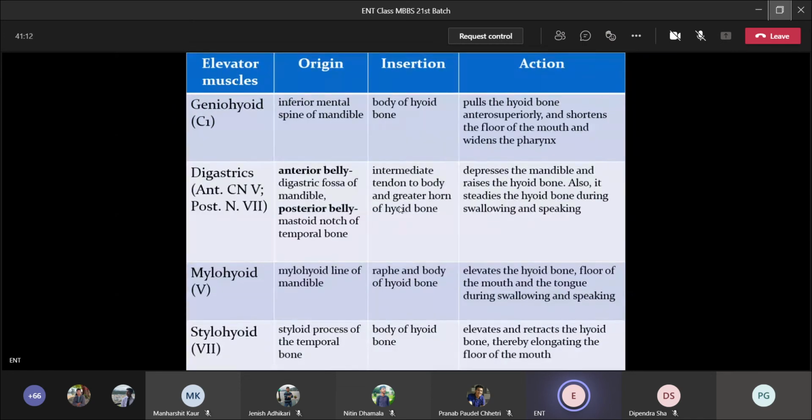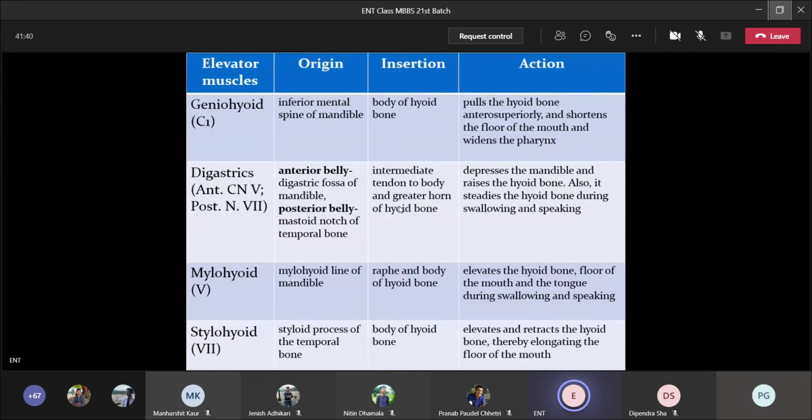So now these are the elevator muscles. So geniohyoid, which is C1, the origin is the inferior mental spine of the mandible. The insertion is the body of the hyoid bone. The action is it pulls the hyoid bone anteriorly and superiorly, shortens the floor of the mouth and widens the pharynx.